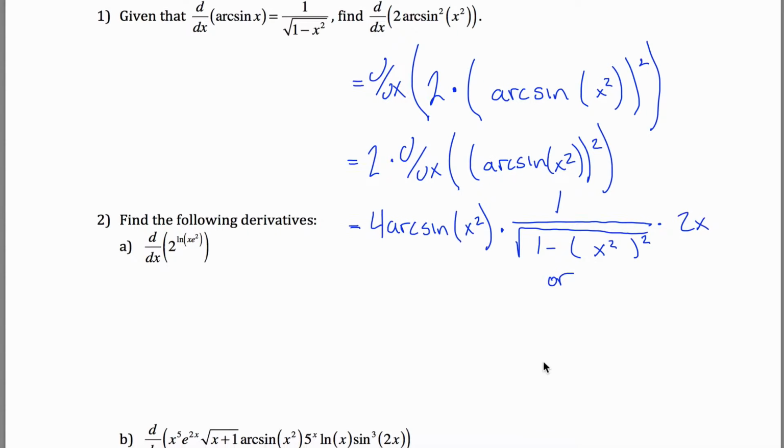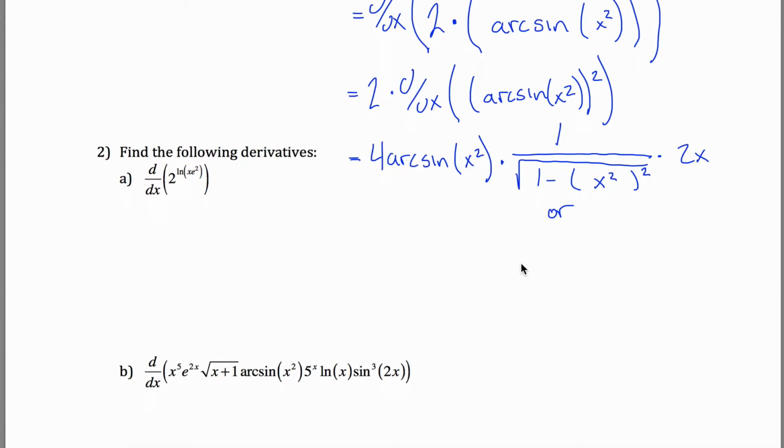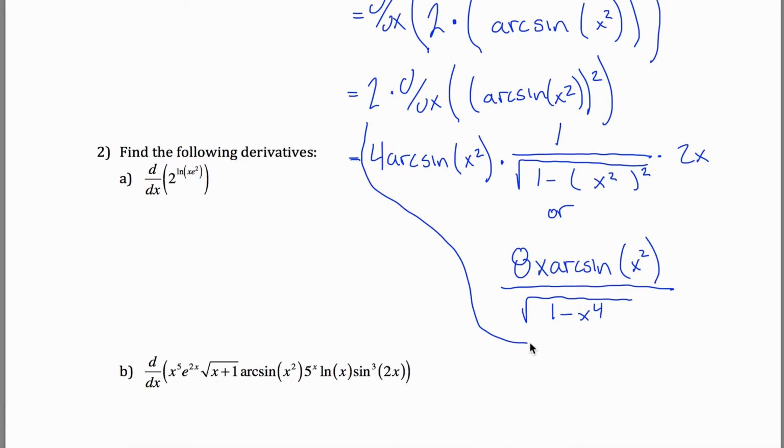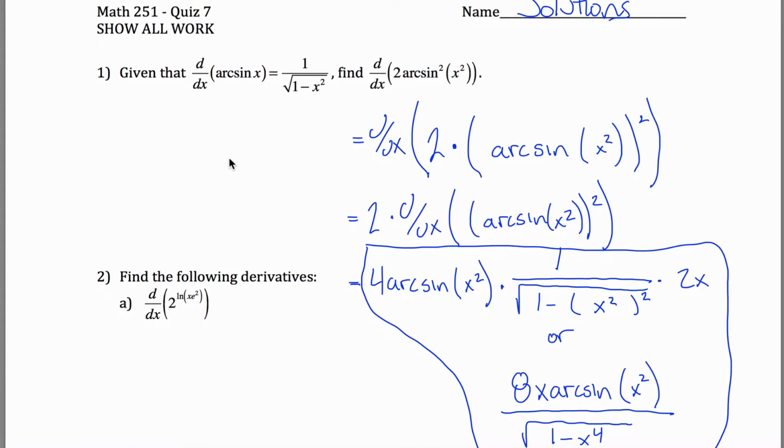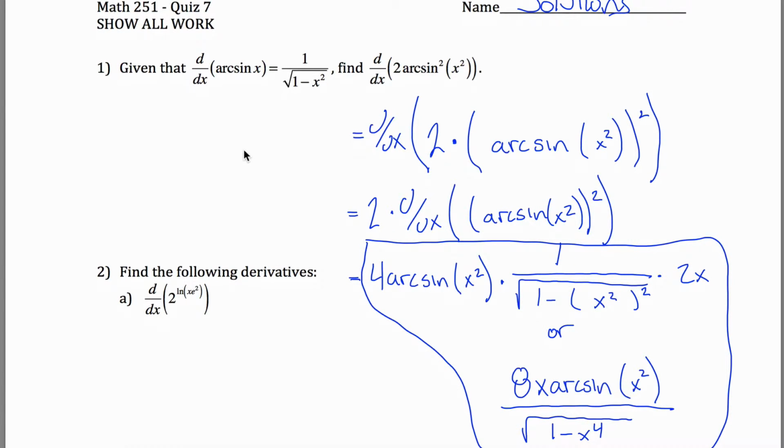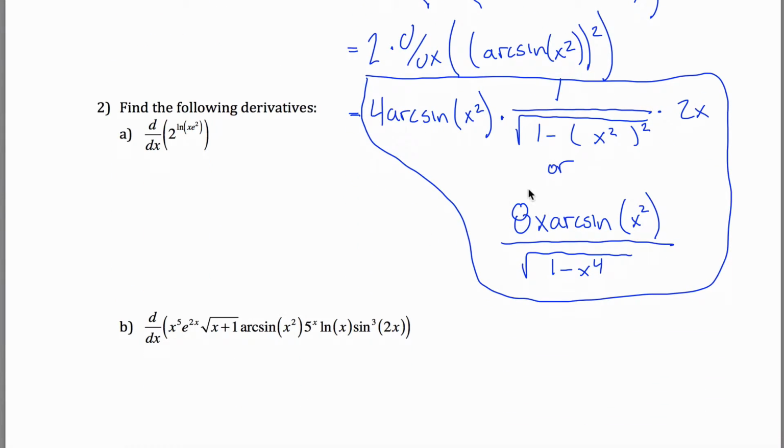This is a perfectly good answer written in blue here. Or if you want to clean things up a little bit, you could say it's 8x arcsine of x squared divided by the square root of 1 minus x to the 4th power. Either of these are totally fine. And there's other ways you could do this problem. You could even set it up, do implicit differentiation, and then take the sine of both sides of the equation at some point. But since this was the inverse trig function, I'll leave these as my answers.